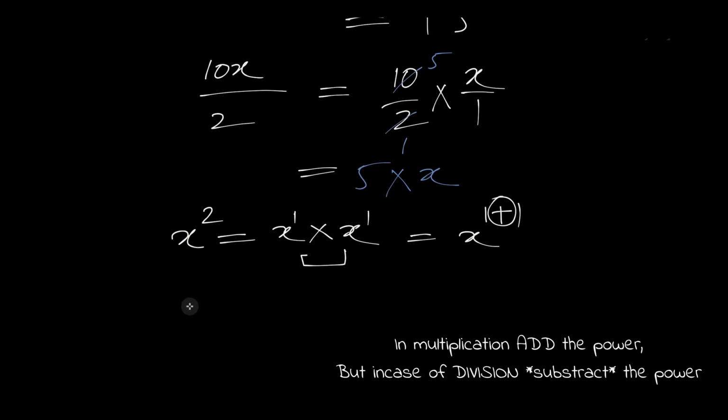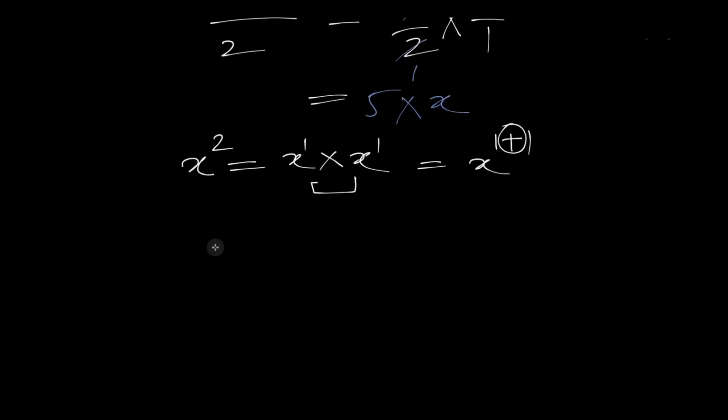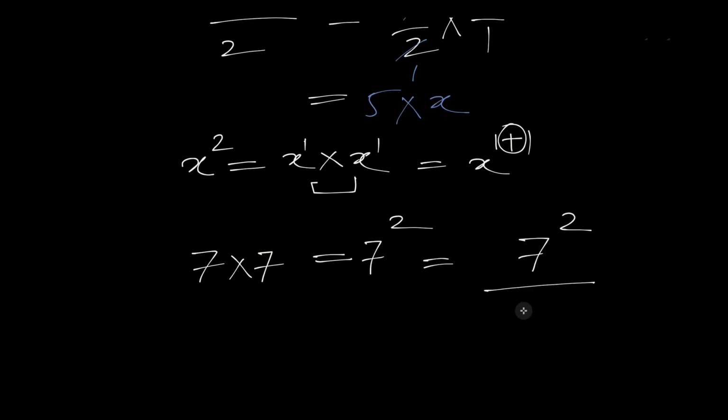Let's consider the best example, like 7 into 7, which is 7 to the power 2. Now the same 7 to the power 2 I am going to divide by 7. What should be the result? Can I say it has the power 1? Yes, 7 to the power 1 represents the same thing, 7.